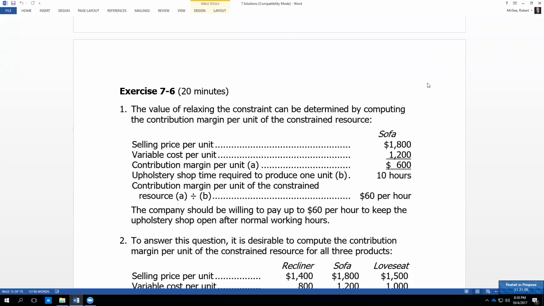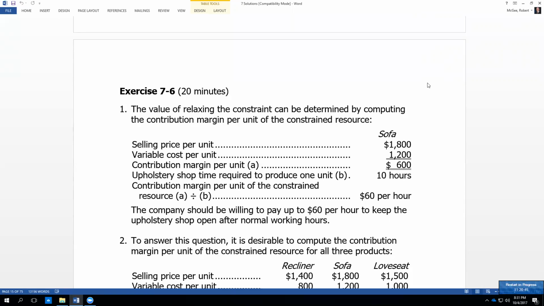1,400 minus 800 divided by 8? Is that what you want to do? And then 1,800 minus 1,200 divided by 10? And then 1,500 minus 1,000 divided by 5? You see where we're going with this, right? It's getting sort of easy now, right? You figure out the contribution margin, then you just divide by whatever it is, hours in this case.